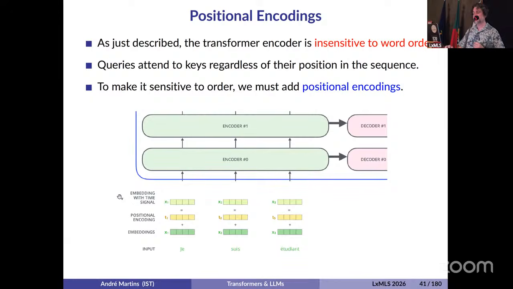So if you want to make it sensitive to order, we must add positional encodings, okay? And the way this is done is by getting our word embedding. Let's call it x1, x2, x3 for this 3-word sentence. And we are going to have also an embedding for the position, t1, t2, t3, and you just add the two, right? So we just add x with t.